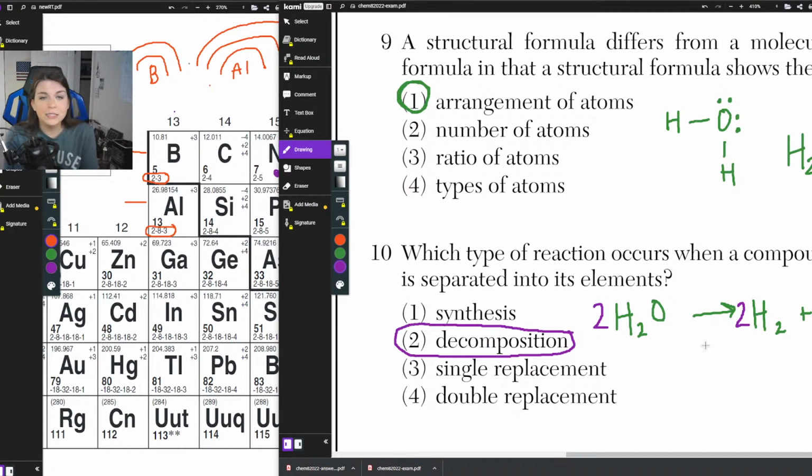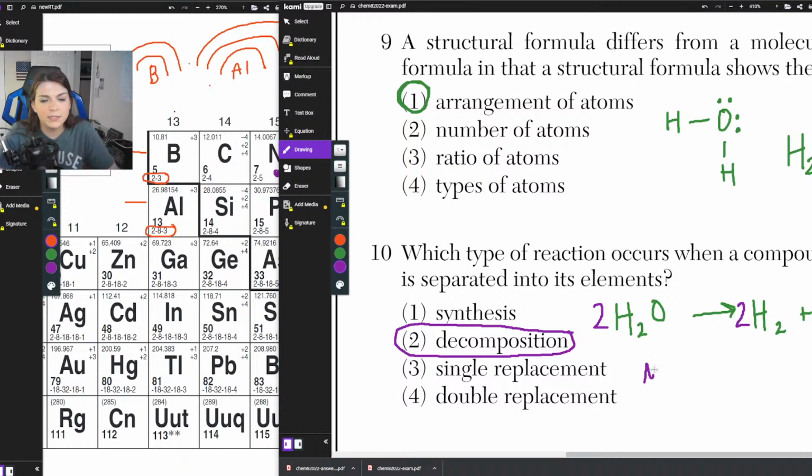A synthesis is when you're going to make something. So it would be like sodium and chlorine come together to make sodium chloride. The single replacement is where you have somebody stealing a spot.